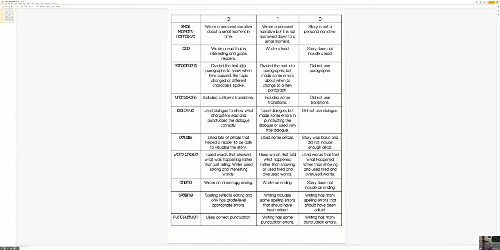If you have an interesting ending, you got 2 points. If you have an ending, you get 1 point. And if it doesn't include an ending, the story just kind of stops.